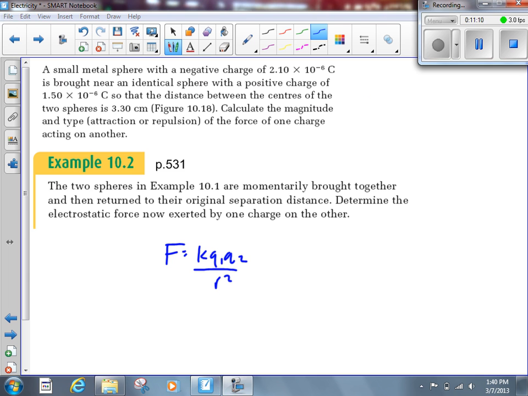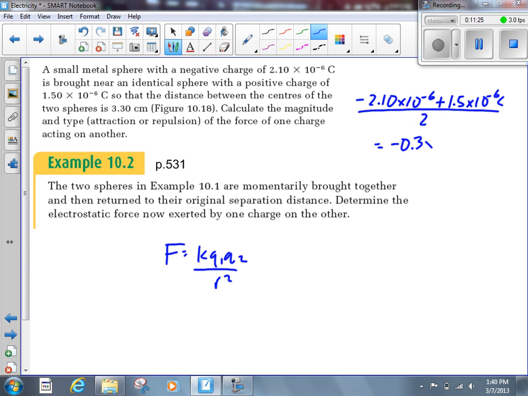We've got negative 2.1 times 10 to the minus 6 coulombs plus positive 1.5 times 10 to the minus 6 coulombs. We divide that by 2. We end up getting a value for charge there of, I think it's negative 0.3, isn't it? Times 10 to the minus 6. Is that right? Is that the charge on object 1 or on object 2? Or both, yes, good. It's the charge on both of them.